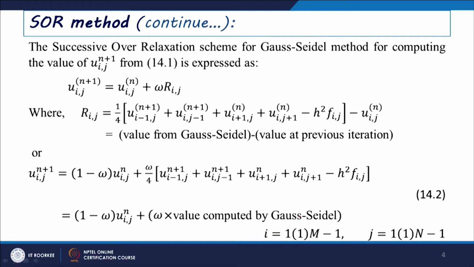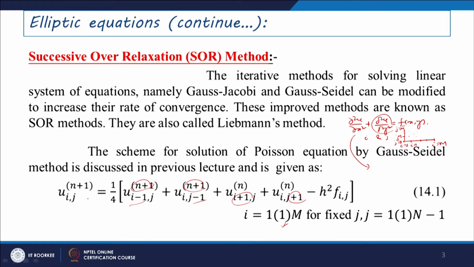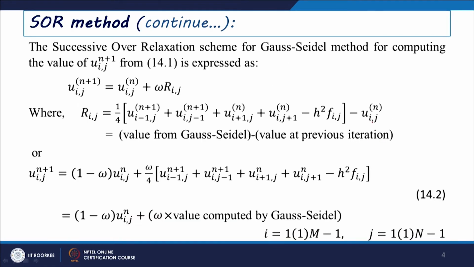Now, for the successive over relaxation scheme applied to the Gauss-Seidel method, computing the value of u ij to the power n plus 1 from the previous equation, expressed as equation 14.1, we can write u ij to the power n plus 1 equals u ij to the power n plus omega r ij. Here r ij is the previously iterated scheme, that is, u ij to the power n plus 1 minus u ij to the power n. This means the value obtained from the Gauss-Seidel iteration minus the value from the previous iteration, which we call the residual r ij.